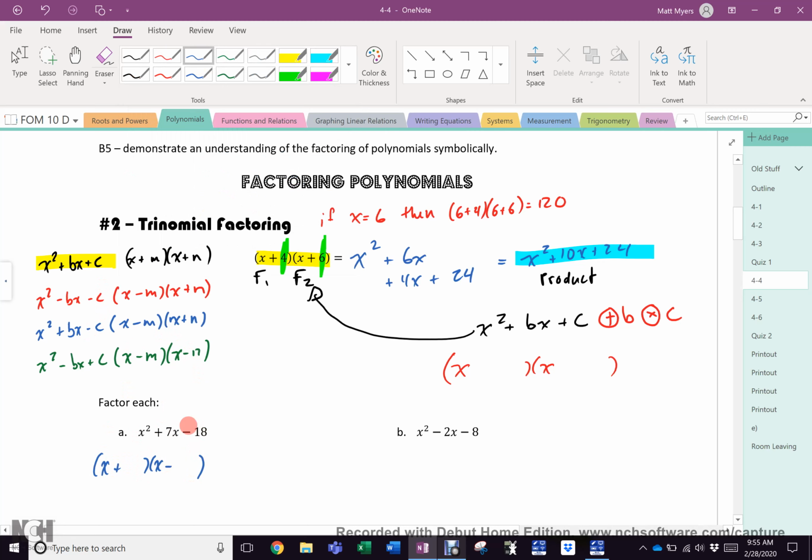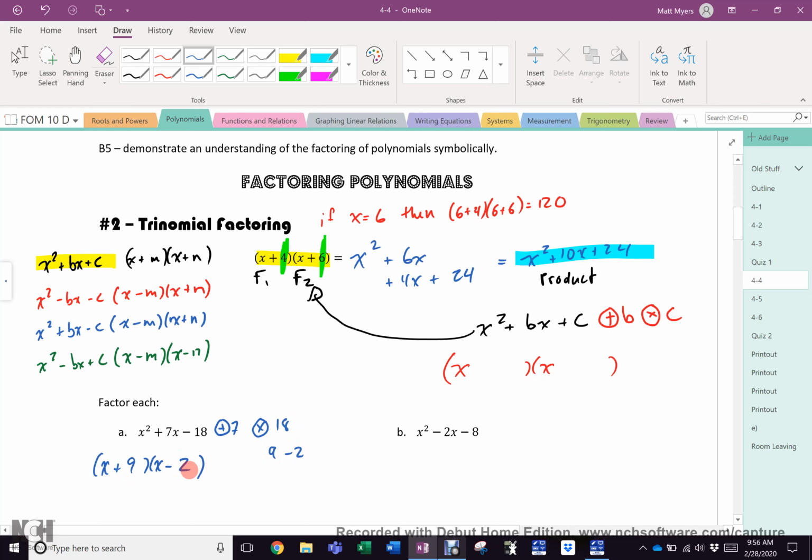So now all I have to do is decide on two numbers that add to what? 7 and multiply to what? You just got to say 18, and I'll tell you why in a sec. Will 1 and 18 add together in any way to make 7? No, so it can't be 1 and 18, can it? Will 2 and 9 add together in any way to make 7? How? 9 minus 2, right? Positive 9 minus 2.